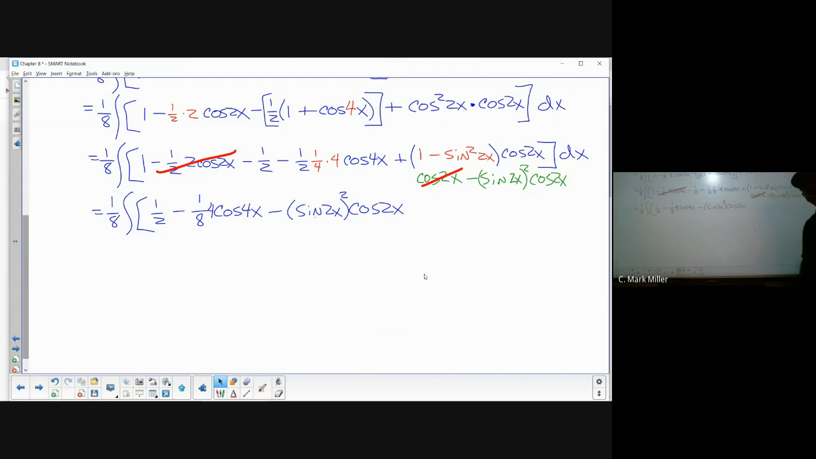How'd you do? The derivative of sine 2x is going to be cosine 2x, but I need the derivative of the 2x to come out. So I need an extra 2 here. And that means I need a half here.